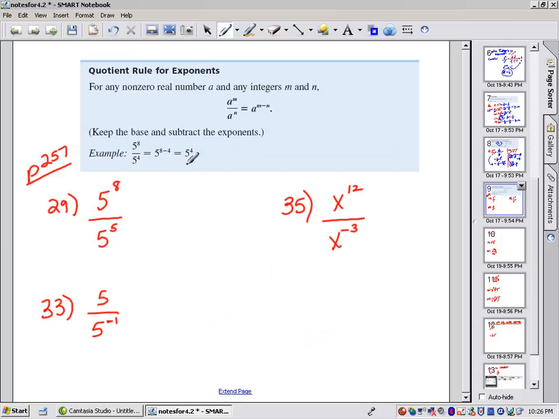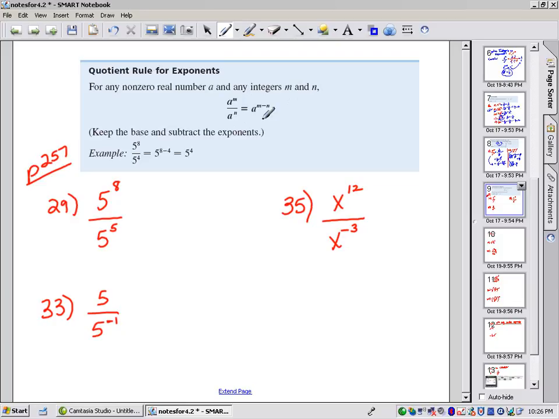Another rule that we used earlier in this lecture and also in the last section is the quotient rule, that a to the m over a to the n is a to the m minus n. Well, this rule is going to apply regardless of what m and n are. That is, they can be any integers.